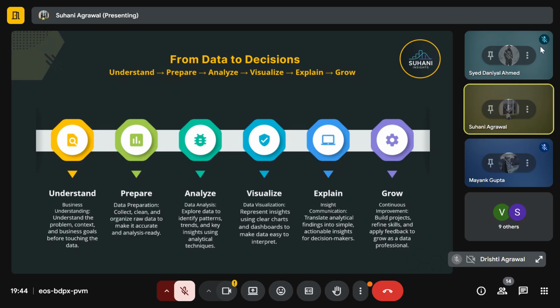Then for explaining, it not only analyzes the data but also gives us recommendations. Like if you're into Indian songs, it will give you an Indian playlist.